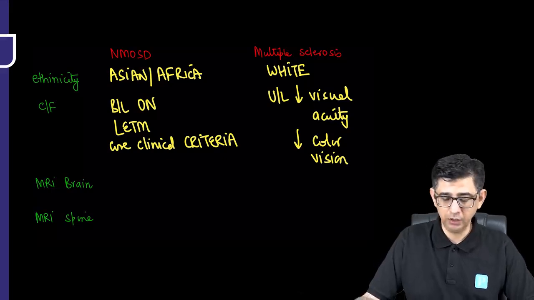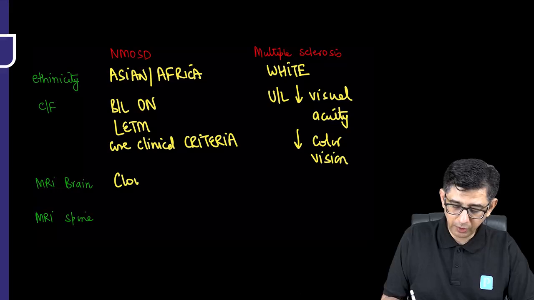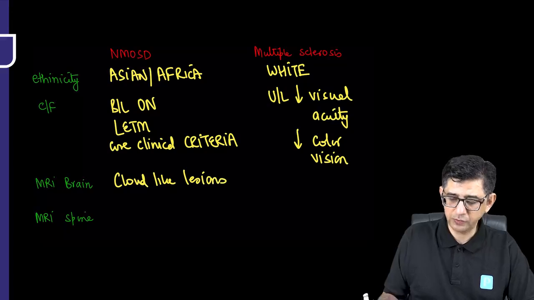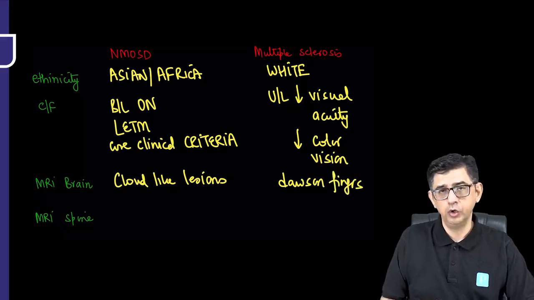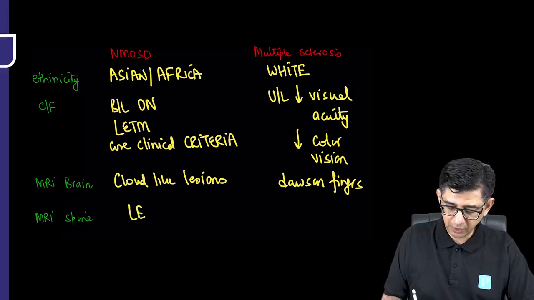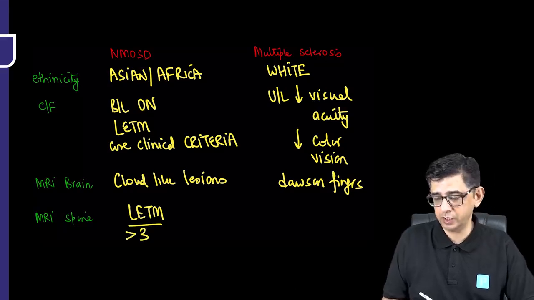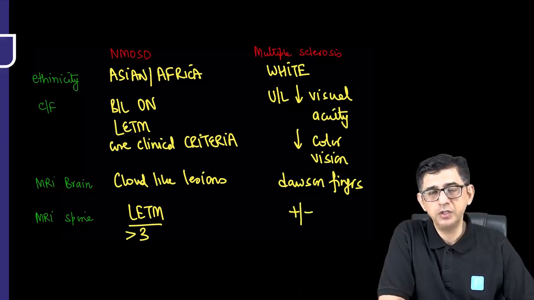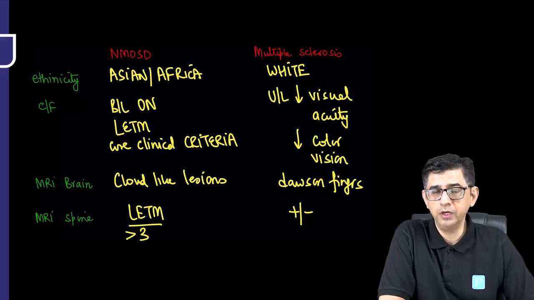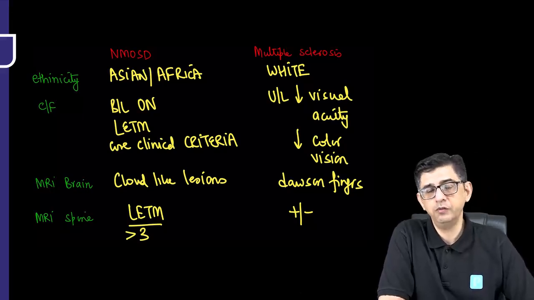For MRI brain, the keywords would be cloud-like lesions, that is, the hyperintense lesions that I'm talking about. And as far as multiple sclerosis is concerned, he'll talk about Dawson fingers or perivenous demyelination. Do we have a spine involvement? Yes, we have a spine involvement spanning at least 3 or more contiguous spinal cord segments. The spine involvement in multiple sclerosis may or may not occur. If the lesions occur, they could be causing a detrusor dyssynergia, and a patient might be having difficulty in initiating active urination.